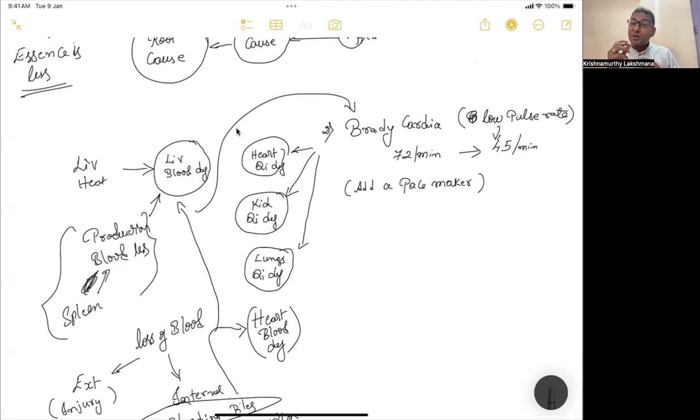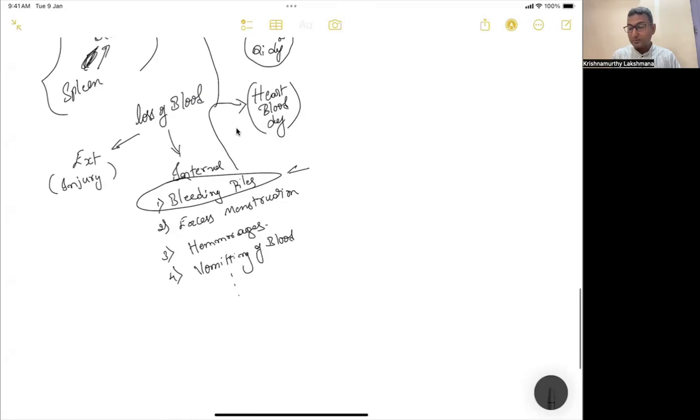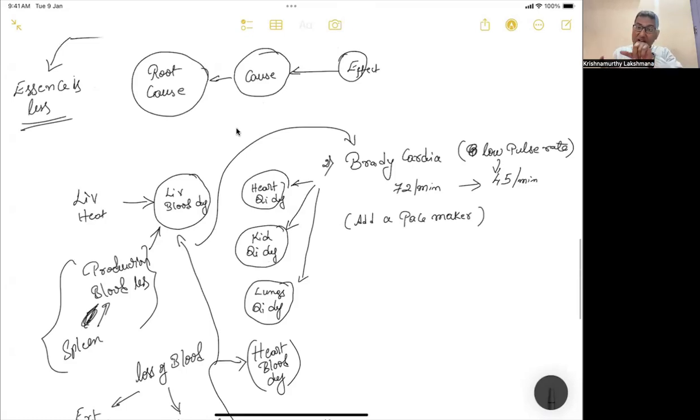So if I just put a pacemaker without fixing this, will it help? Will it work? No. It is only temporary. Temporarily it will work. So now I will have to find the root cause.